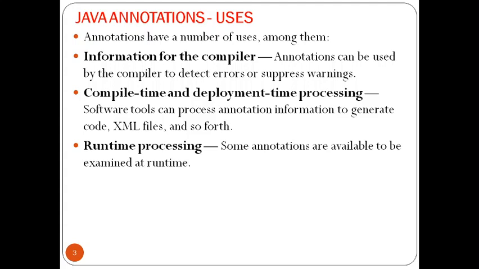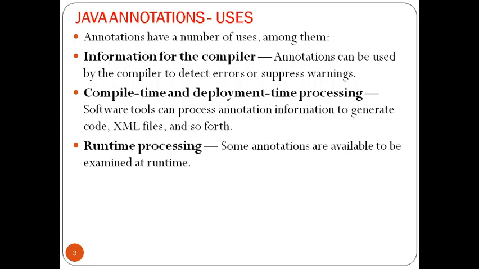The first purpose of Java annotations is that they provide information for the compiler. The kind of information they provide for the compiler is to detect some errors, and also some kinds of warnings which may be generated by the compiler can be suppressed or ignored. We can do that also by using Java annotations.